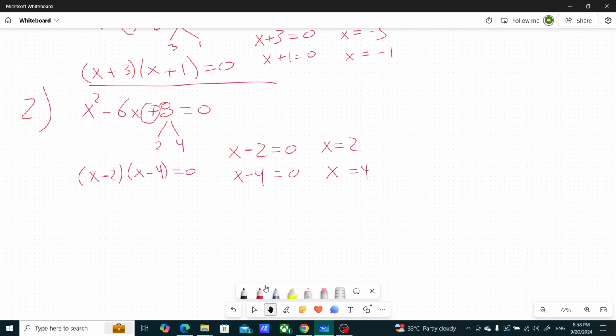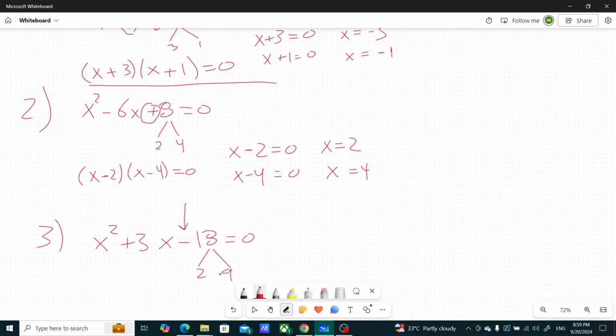Okay, let's take another example where the middle sign is now negative. Example number 3: x squared plus 3x minus 18 equals 0. So first step, as always, I will look at this last sign. It's a minus now, so I will get two factors of 18 whose difference is 3. So let me think, 2 and 9 will work.